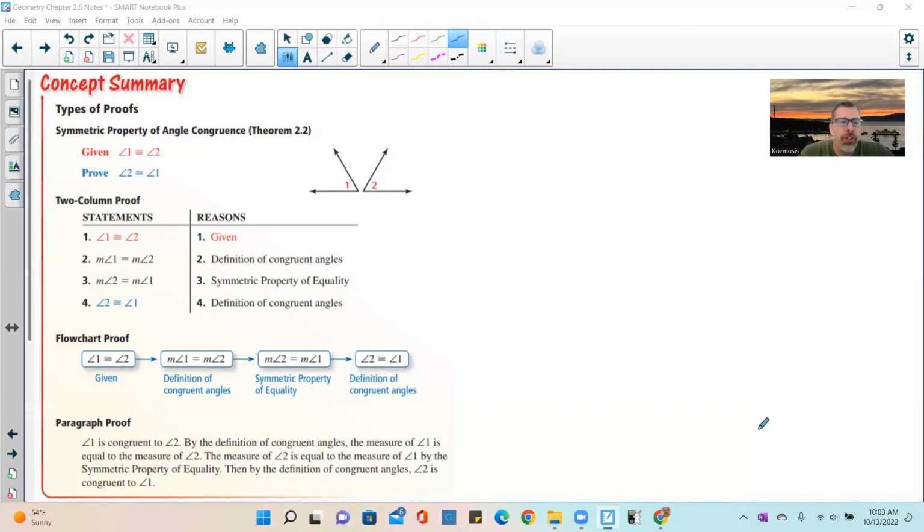The flowchart proof is just simply taking the statement, reason, statement, reason, statement, reason, statement, reason. And the paragraph proof would look like: angle 1 is congruent to angle 2. By the definition of congruent angles, the measure of angle 1 is equal to the measure of angle 2. The measure of angle 2 is equal to the measure of angle 1 by the symmetric property of equality. Then by definition of congruent angles, angle 2 is congruent to angle 1. So there are 3 ways to show that if angle 1 is congruent to 2, then angle 2 is congruent to 1. Okay, so that's basically proving symmetry.